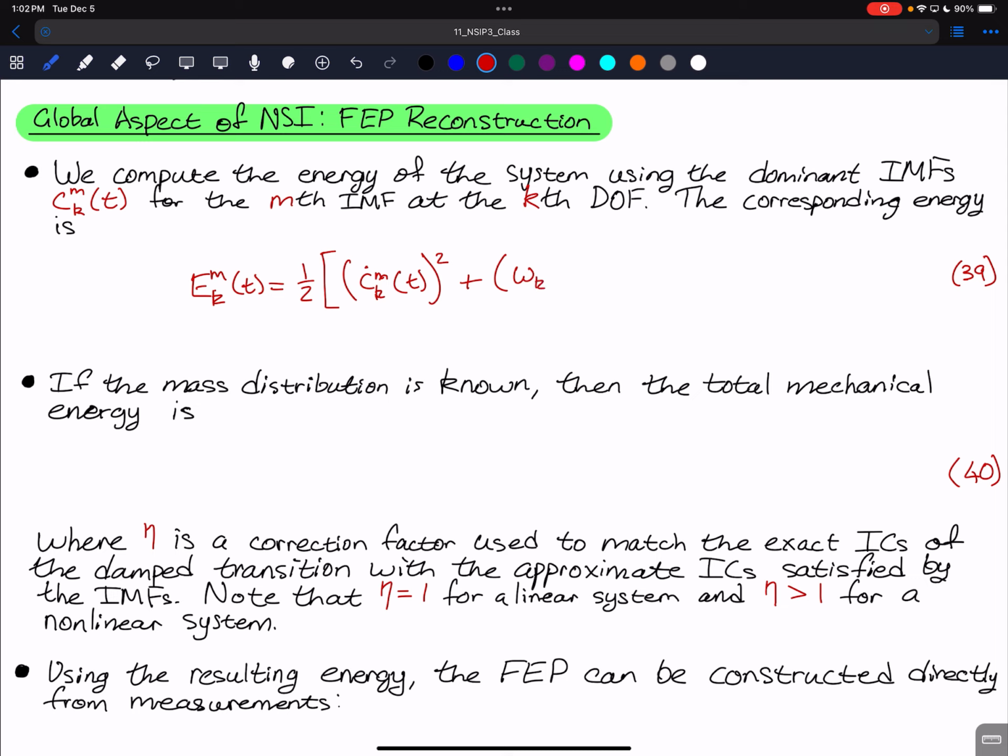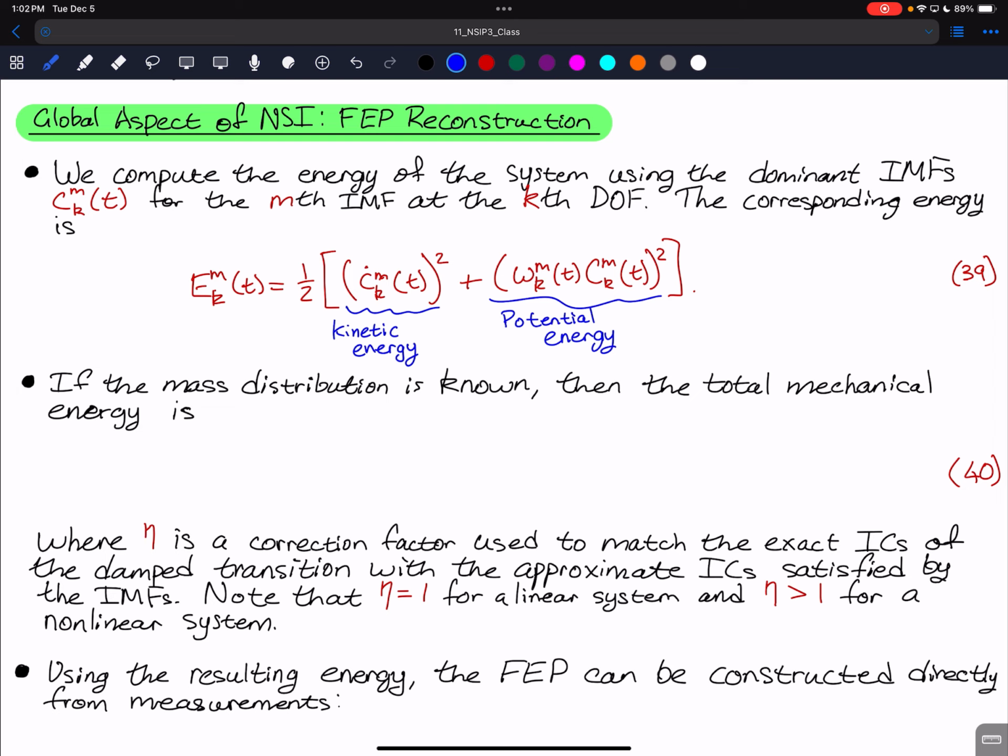omega sub km of t times c km of t, that quantity squared. And here this first term is like a kinetic energy, and that second term is the equivalent potential energy. So that gives you the energy for the mth component at the kth degree of freedom.